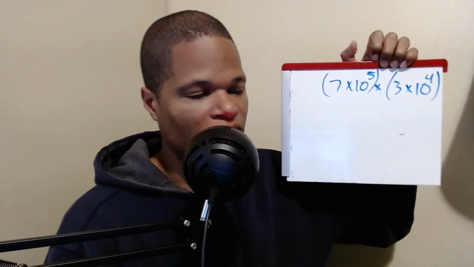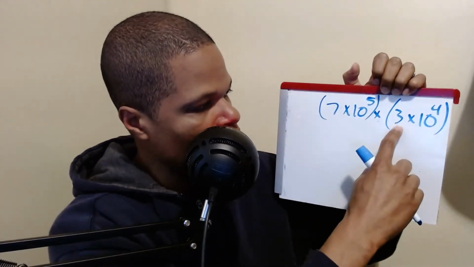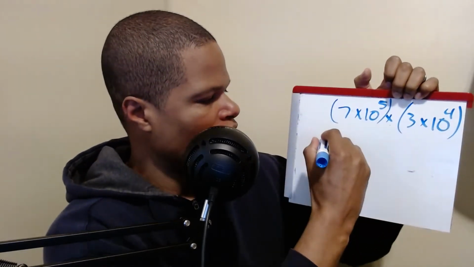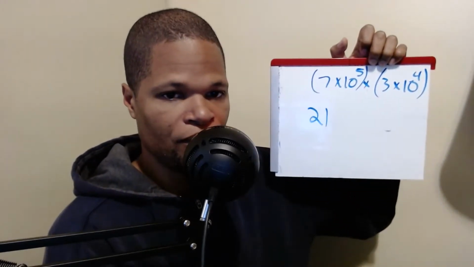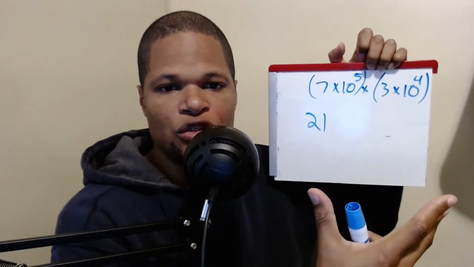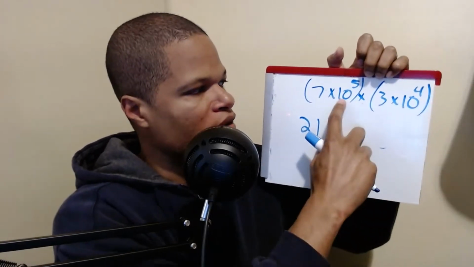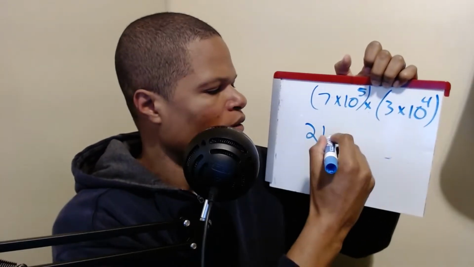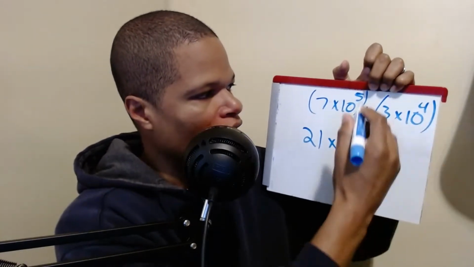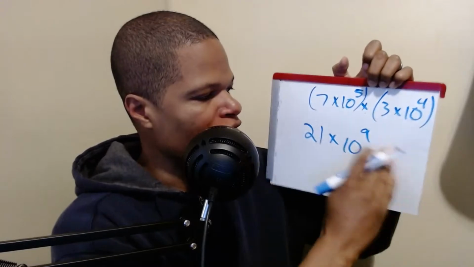Well, first off, you need to realize you got these whole numbers, 7 times 3. You need to multiply those out. 7 times 3 is 21, right? And then if you've ever paid attention to properties of exponents, when you multiply the same base that has different powers, you can just keep the base and add them up. 5 plus 4 is 9. And so that would be my first step.